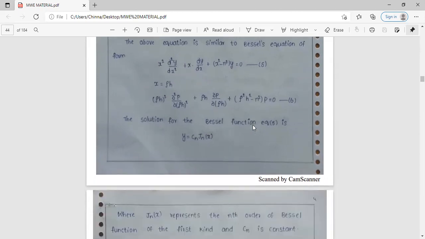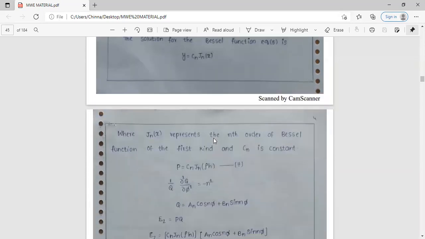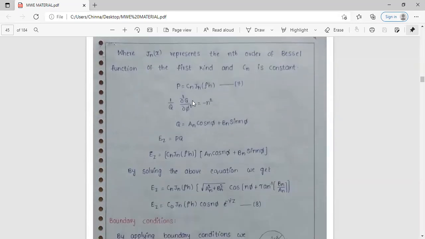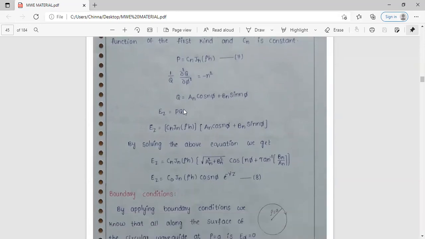Based on the above expression, equation 5 is written as the Bessel's equation, y is equal to Cn into Jn of x. Here Jn of x represents the nth order Bessel's function of the first kind, and Cn is the constant. Then we can write P is equal to Cn into Jn of rho h, equation number 7. So 1 by Q into d²Q/dφ² is equal to minus n square. So Q is equal to An cos n phi plus Bn sin n phi. Ez is equal to PQ, so the P value we calculated and the Q value is calculated here.